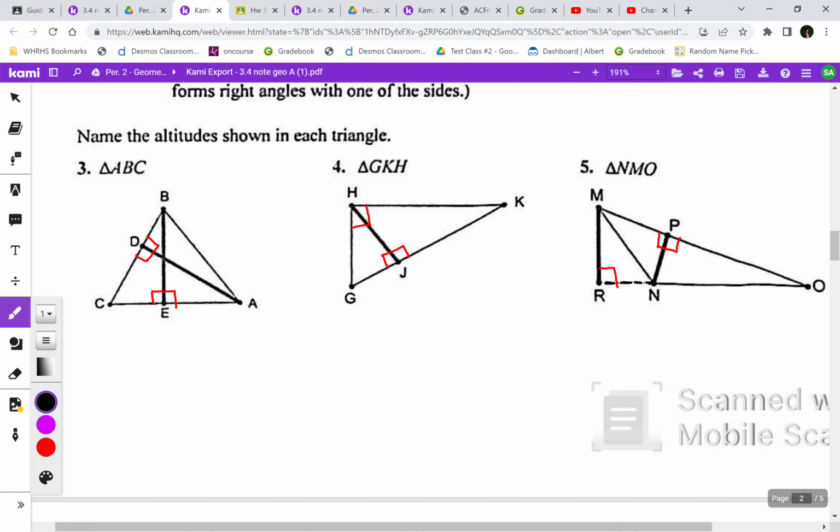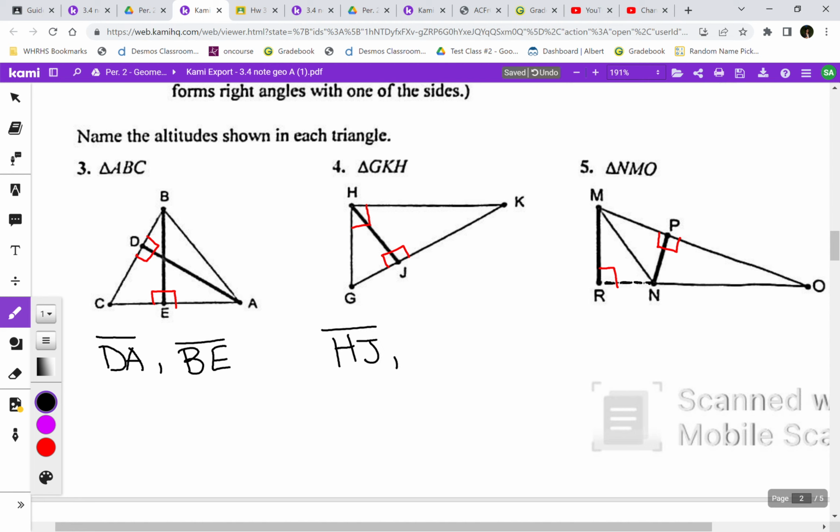Okay. So number 3, can somebody identify the segments that are altitudes here? Which segments are altitudes? Kyle. Segment DA. Good. Segment DA is an altitude. What's another altitude? Simon. BE is another altitude. All right, number 4. This was a little tricky. Number 4, tell me one altitude that you see. Sam. HJ.